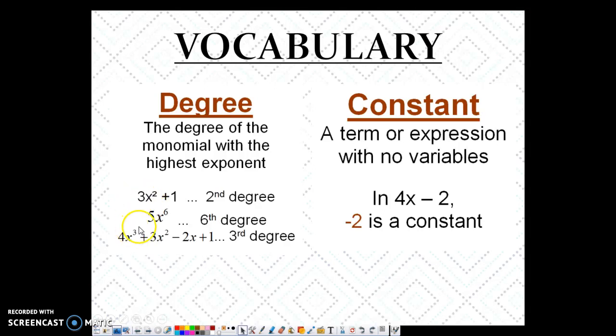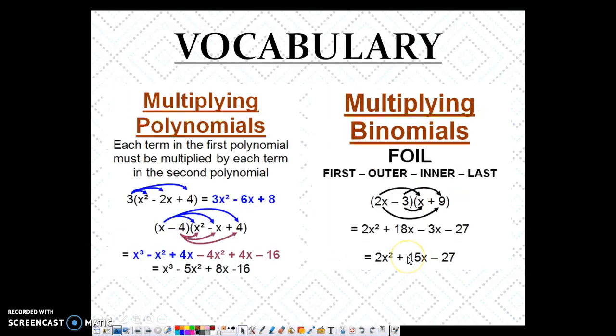Degree, remember it's the highest exponent. Highest exponent is 2, second degree. Highest exponent is 6, sixth degree. Highest exponent is 3, third degree. Constant is a term or expression with no variables, so it's this -2 right here.